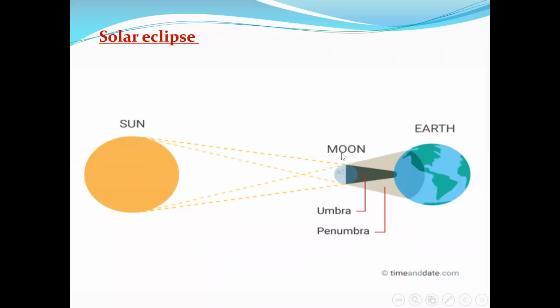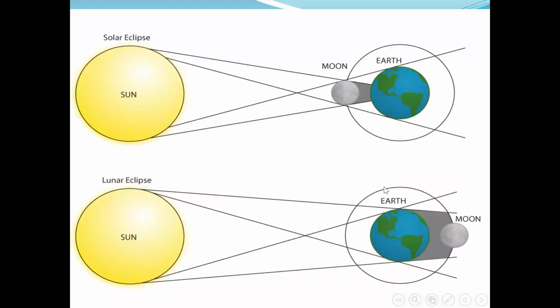Again, with the Moon between Earth and the Sun, we have a solar eclipse. People here in this black area, the umbra, will see a total solar eclipse, but people here in the penumbra will see a partial solar eclipse. And for a lunar eclipse, in that case, the Earth is between the Moon and the Sun, and people facing the Moon, this part of Earth, will see the Moon more red and dark.